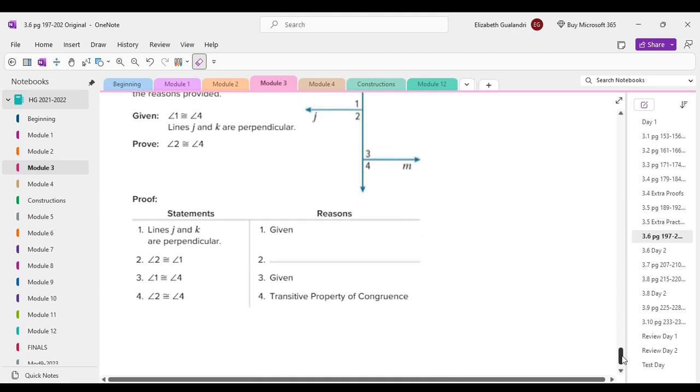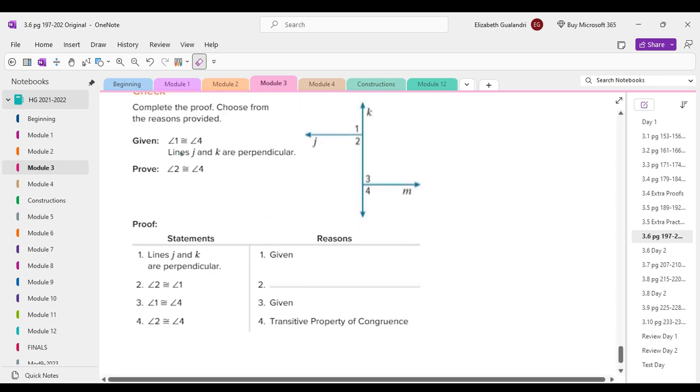Okay. Last one for today. So angle 1 is congruent to angle 4. I'm going to find that in here. That is given. They've written it down there. Lines J and K are perpendicular, so that does make a difference. J and K are perpendicular allows me to say that angle 1 is congruent to angle 2.